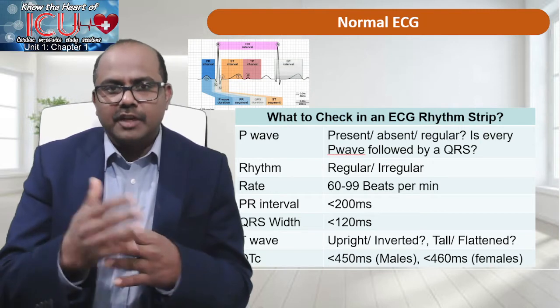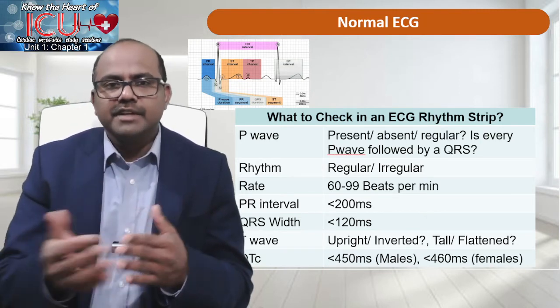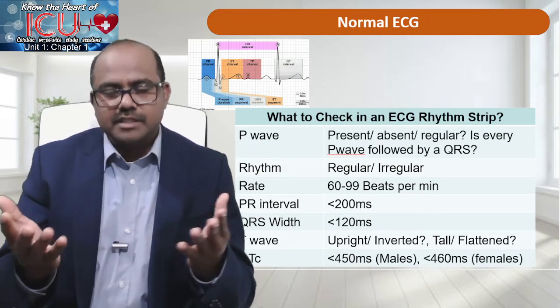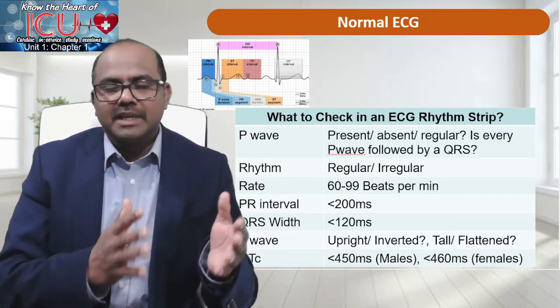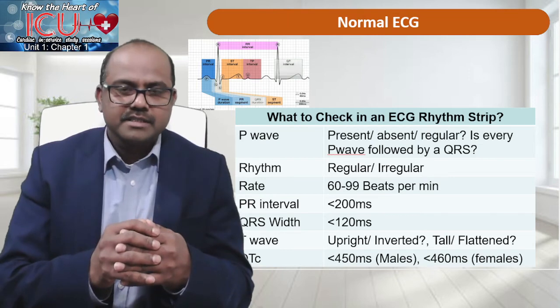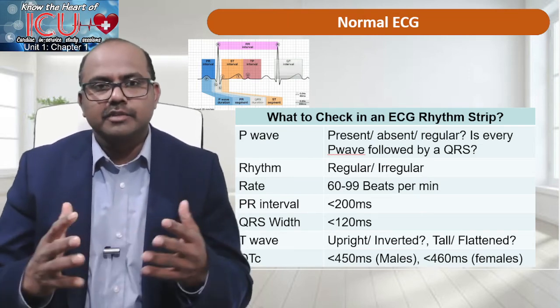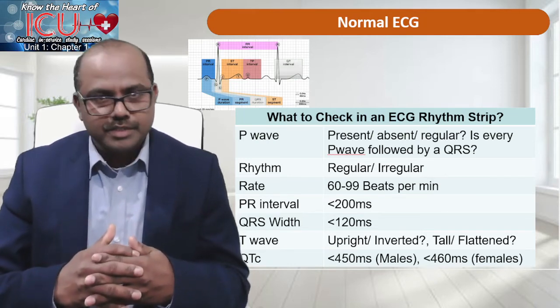And for the T wave, you have to look, is it upright or inverted? If it is an inverted T wave, think of myocardial ischemia, and if it's tall or flattened, you look at your electrolytes. And the QTc should be less than 450 in males and less than 460 in females. For any abnormalities in the QTc, you will check for the R on T phenomenon, and you will look for the drugs that could prolong the QTc.